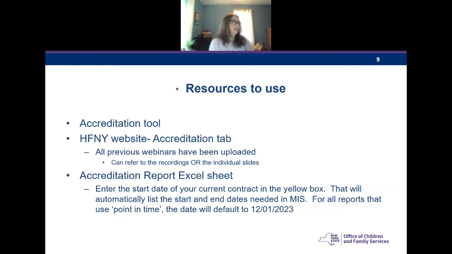And then the last resource that we have is the accreditation report Excel sheet, or I called it the HFNY Excel sheet. And that again is what Kareen shared with all of you. And we'll take a look at that as well. You can go to the next slide.